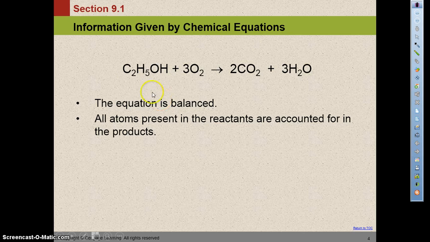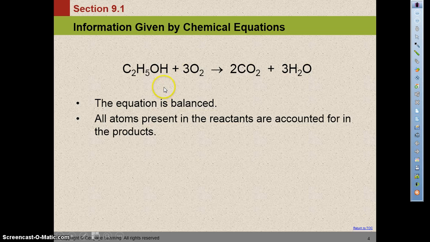The equation's balanced. We know that we have 2 carbon on this side, 2 carbon on this side. We have 6 hydrogen on the left. We have 2 times 3, which is 6 hydrogen on the right. We have 2 times 3, which is 6 oxygen, plus this one, so there's 7 oxygen. 2 times 2 is 4. 1 times 3 is 3, so 4 plus 3 is 7. 7 oxygen on the right, so it's balanced.